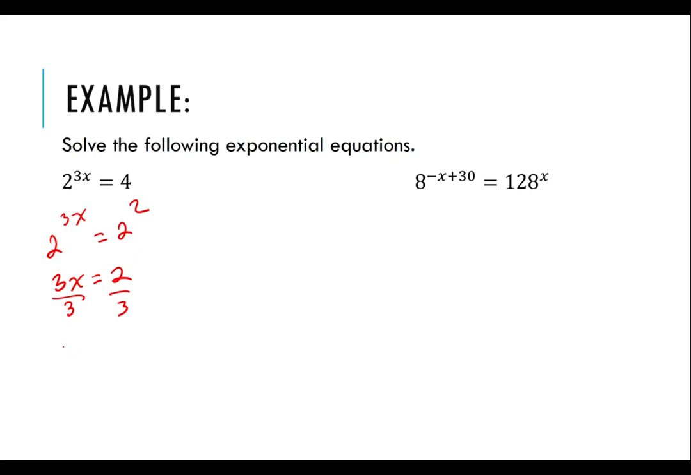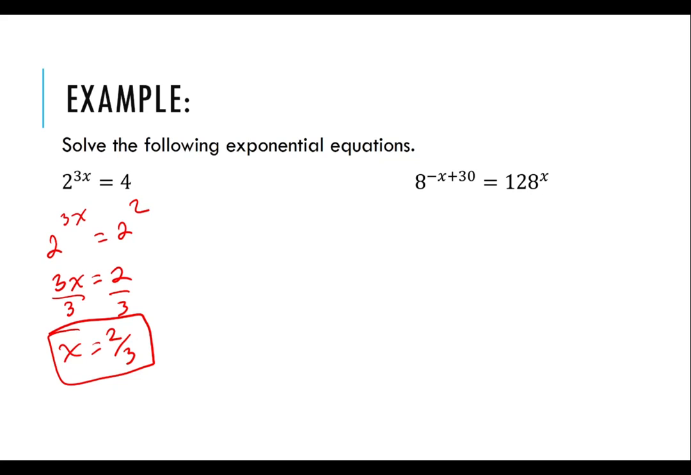Divide by 3, divide by 3, x is equal to 2/3. Let's try it again. Over here I have 8 raised to the negative x plus 30 power is equal to 128. For this one, I think we should write 8 as a base raised to some power and also try to write 128 as a base to a power.